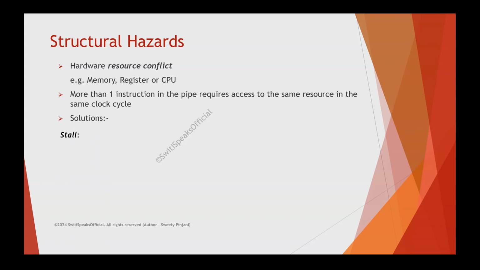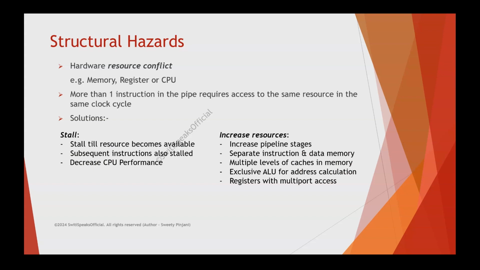What are the solutions? The first one is to introduce stall cycles. But we saw that introducing stall cycles means you are making the instruction wait till your dependency is resolved. If you do that, then your other instructions will also wait, and finally your CPU performance will get impacted. That is why it is not an ideal solution. What can be another solution? For structural hazard, one solution can be to increase resources. How can you increase resources? One way is to increase pipeline stages. But if you increase the pipeline stages, it will introduce more complexity to your pipeline. This is one of the disadvantages.